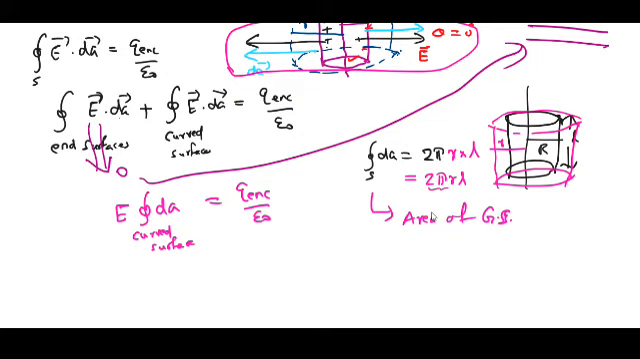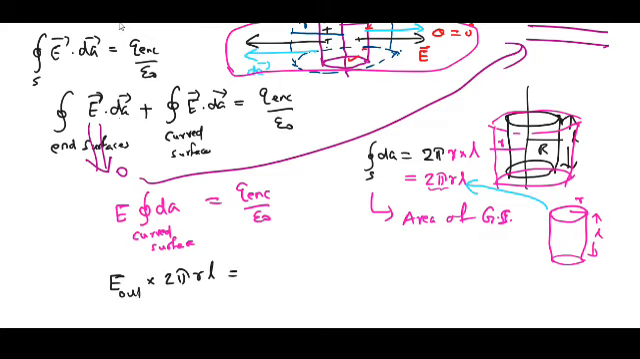2 pi r will be the circumference of the circle, but since the cylinder has a length, to enclose all this surface area we need to consider the length also. Therefore, the expression for the surface area of the cylinder is this one, 2 pi rL. Fine. Now let us proceed. This is E outside into 2 pi rL, but we need to know what is the charge enclosed by this Gaussian surface.